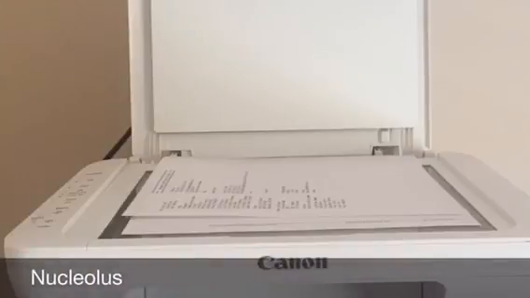The nucleolus is a small organelle inside of the nucleus. It contains proteins and RNA. The nucleolus is the site of ribosomal RNA synthesis and for the creation of ribosomal subunits. A copy machine is similar to the nucleolus because it makes copies of important information.